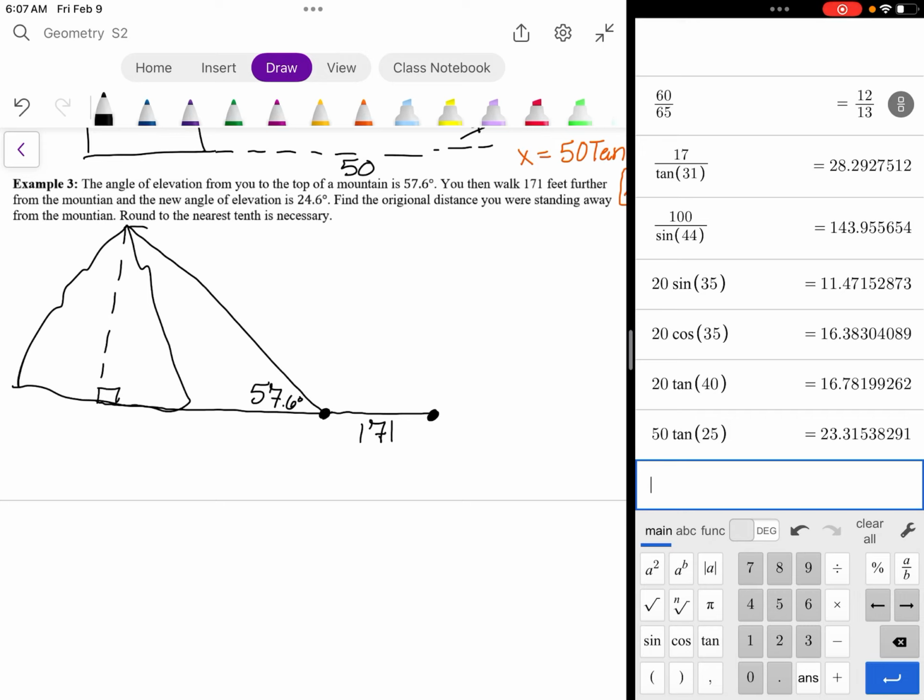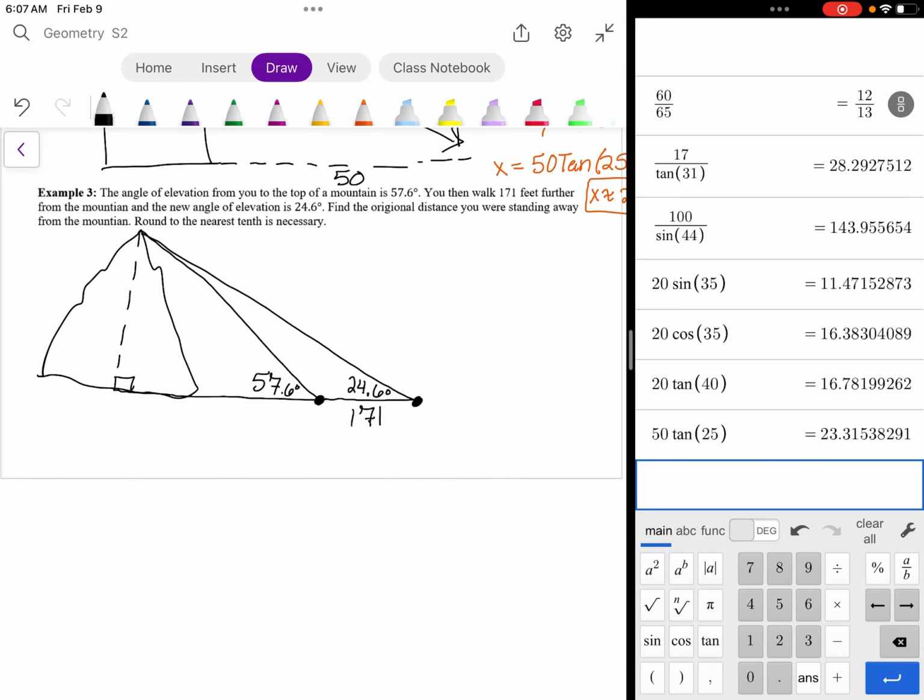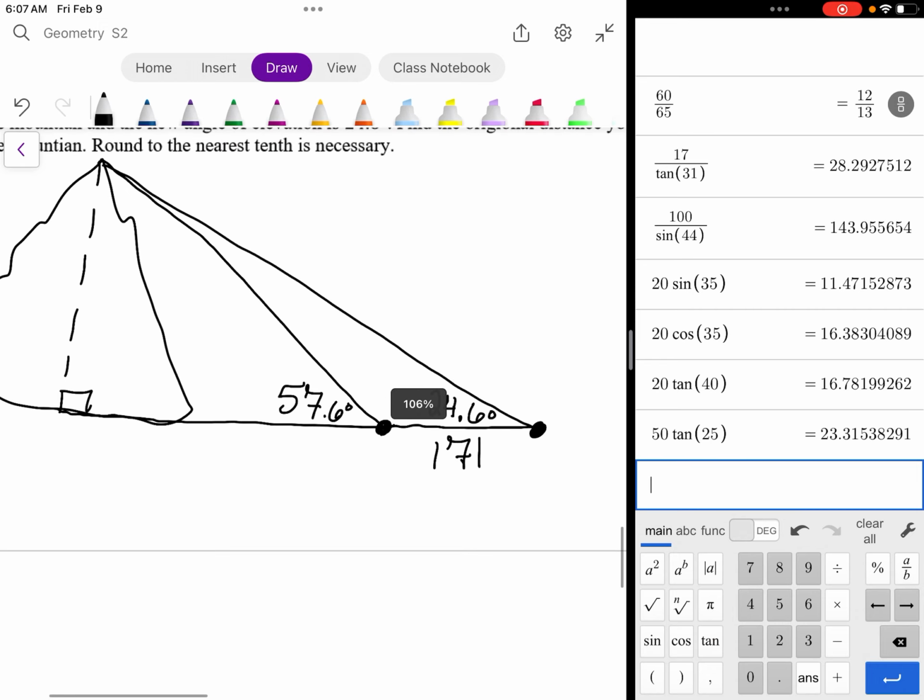They tell us the new angle of elevation. Oops, that did not line up. That new angle of elevation is 24.6. They want us to find the original distance you were standing away from the mountain. In this problem, there are going to be 2 different things you are going to find. So we need to find the original distance we were standing, and that's the part that I highlighted in yellow here. That's going to be labeled X.